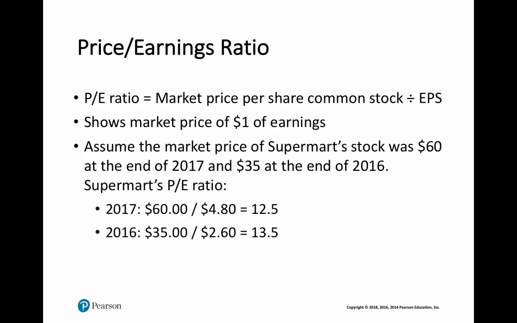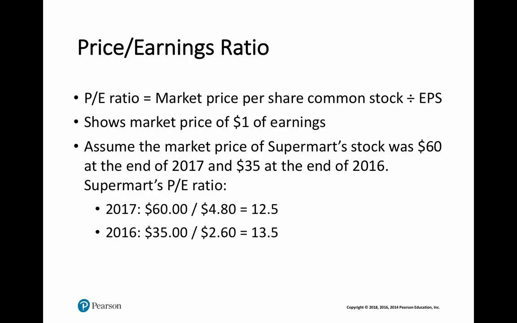So we have our price earnings ratio, the PE ratio. That's the market price per share divided by earnings per share. So it shows the market price of $1 of earnings. So assume the market price for the supermarket stock was $60 at the end of 2017 and $35 at the end of 2016. Sorry about the chime there. We got an email. So we'll continue.